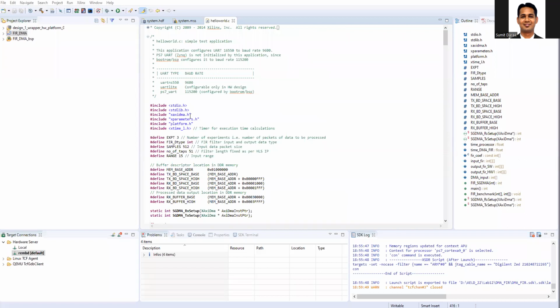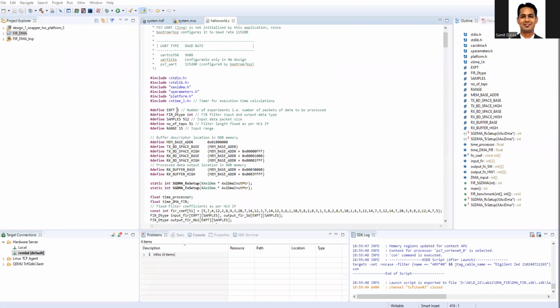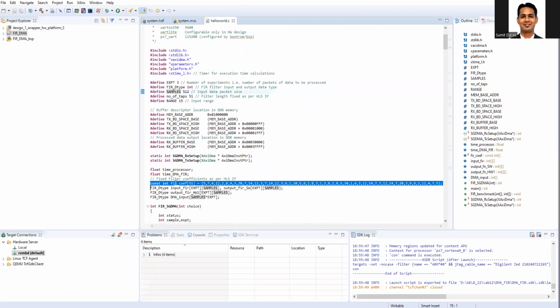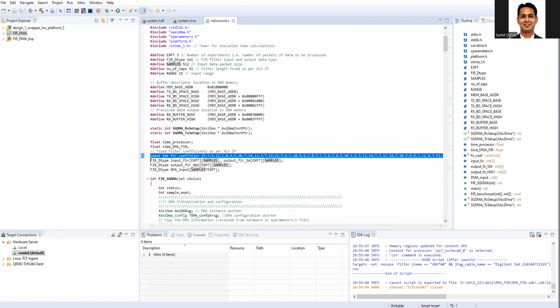Okay, so in the SDK, again, the project and the code are more or less similar to the previous code. Here we are going to do say three experiments. You can increase the number of experiments. Instead of the mat data type used in the previous matrix multiplication, we are using the FIR data type. Again, it's integer. Packet size is 512 and the filter length is 51. Make sure that this remains the same as your HLS IP, and the coefficients remain the same as the HLS IP.